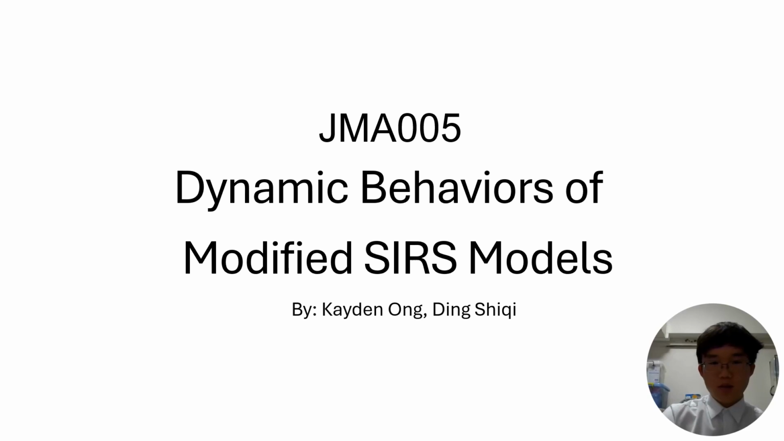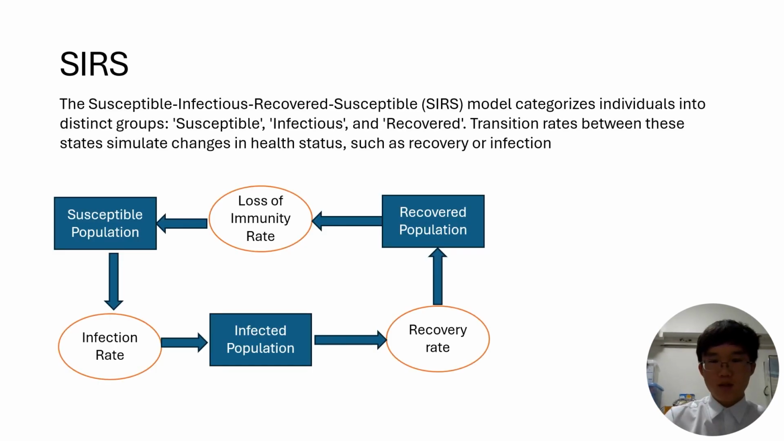Good morning, teachers. Today I will be presenting our math project, Dynamic Behaviors of Modified SIRS Models by Kieran Ong and Ting Should See. The regular SIRS model is a mathematical simulation model categorizing individuals into distinct groups, such as susceptible, infectious, and recovered. Transition rates between these states simulate changes in health status, such as recovery or infection.